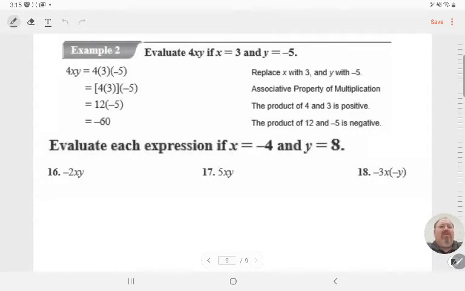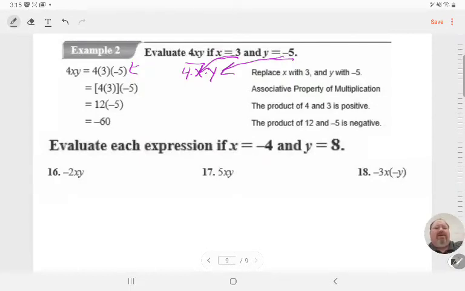So we have to evaluate 4xy. When you have it written like this, that means 4 times x times y. And then we know that x is 3 and y is negative 5. So we just plug in the 3 for the x and the negative 5 for the y. And it looks like this over here. 4 times 3 times negative 5. Then we can use the associative property and group these together. 4 times 3 is 12. 12 times negative 5. One's negative, one's positive, so the answer is negative 60. Okay? Try these last three on your own and then come back and see how you did.